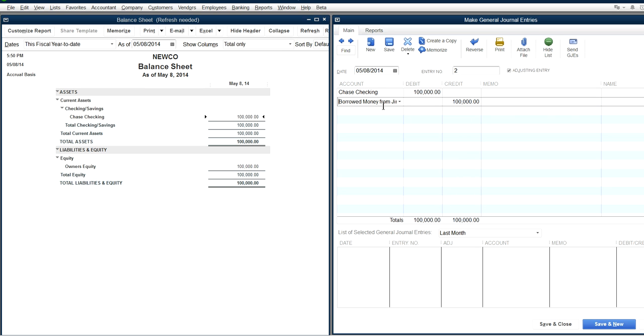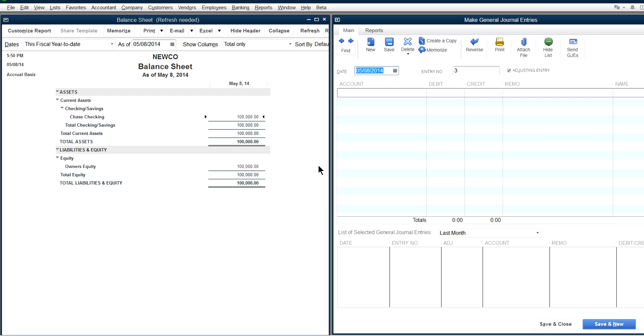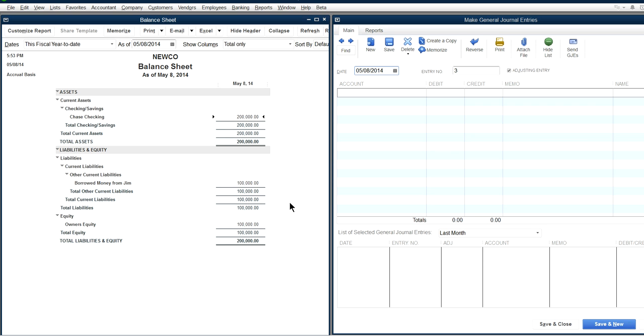Okay, so you borrowed another $100,000. You added another $100,000 to your Chase checking account, and that money comes from your friend Jim. And you told Jim that, well, I'm going to pay you back in 12 months. So now, as you can see here, your bank account went from $100,000 to $200,000, and $100,000 will show as a liability from borrowed money from your friend Jim, and the equity is still the same.